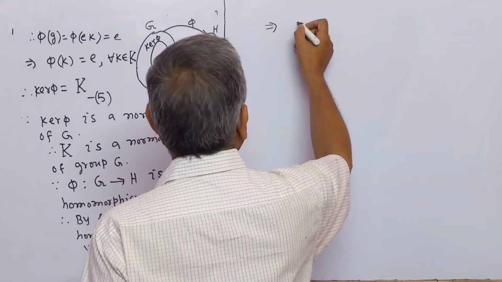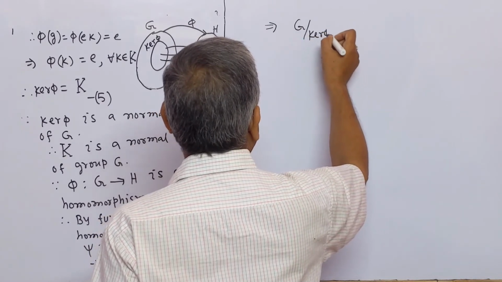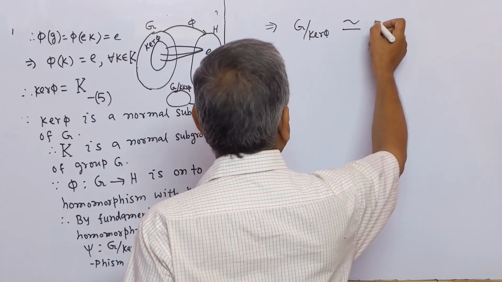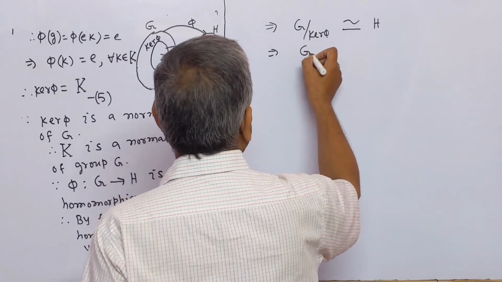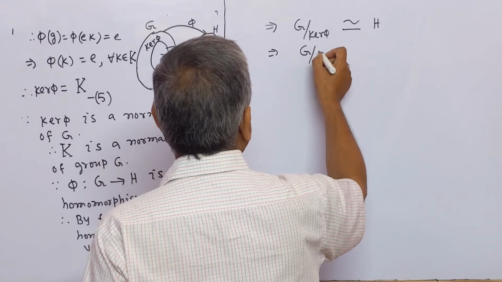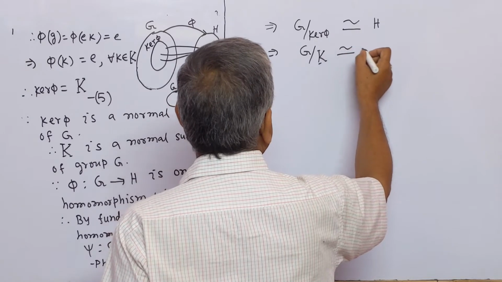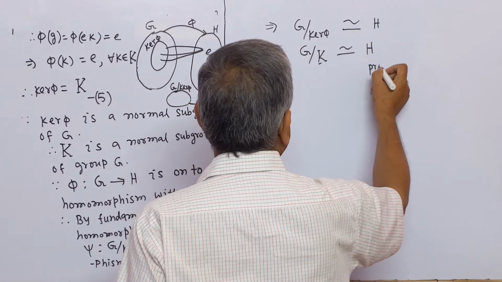This implies that G by kernel of phi is isomorphic to H. This implies that the quotient group G by kernel of phi, that is subgroup K, is isomorphic to subgroup H. Proved.